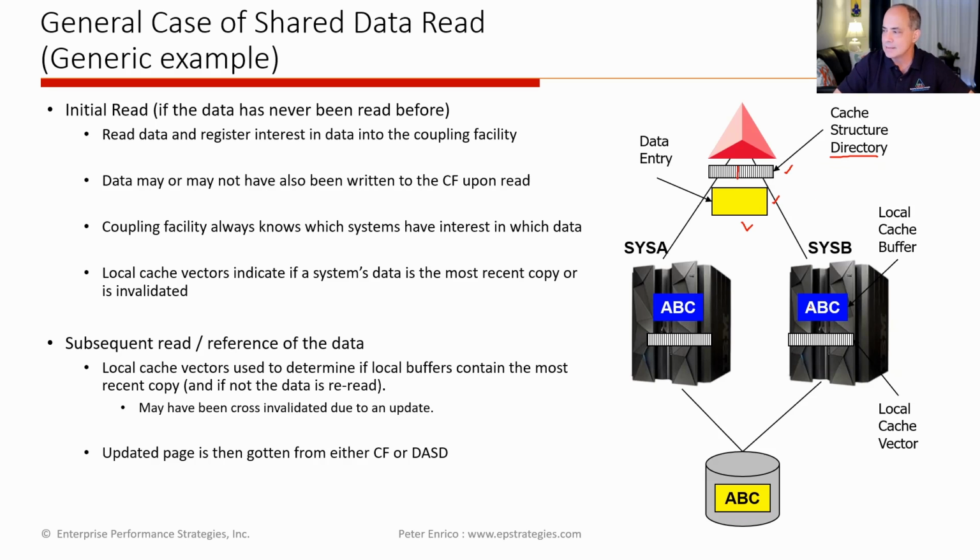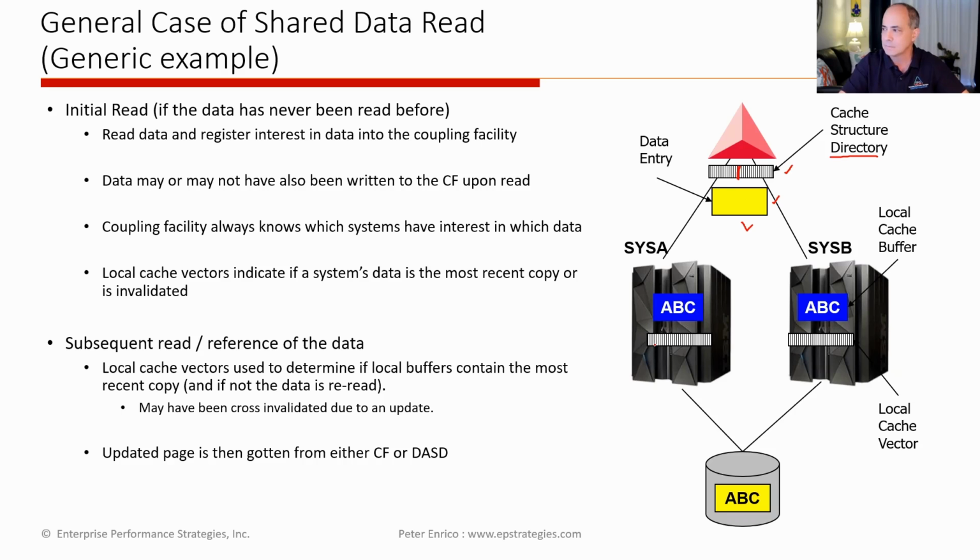System B in this case happens to read ABC in as well, right? So it goes to that entry and says, oh, look, I also have interest in ABC. So they both now have interest in ABC, and the coupling facility knows that. Now, if system A is referencing the data, and system B is referencing the data and never changing it, everything's fine. Everything's perfectly fine. In this particular case, they each have a valid version of the data.